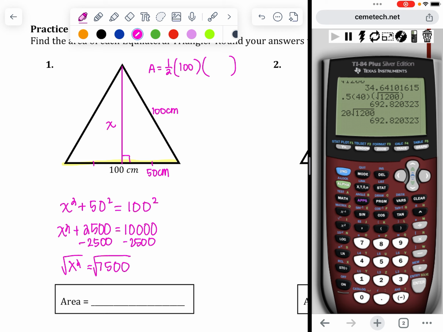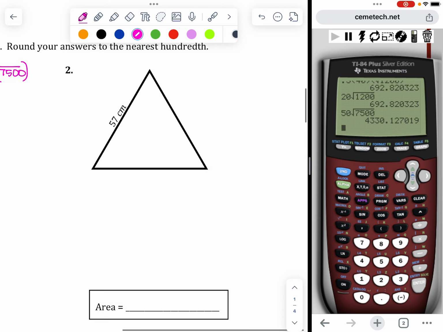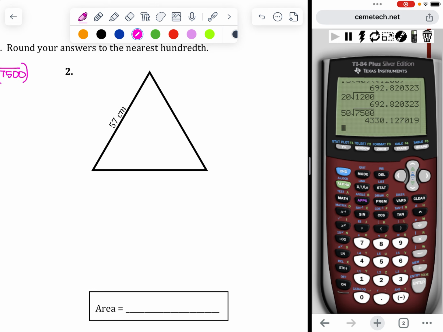Once again, this is not going to give me a nice answer. It's going to give me a decimal answer. So I'm going to put the root 7,500 right here. And then 0.5 or half of 100 is 50. And then square root of 7,500. And I get 4,030.13 centimeters squared. All right, why don't you pause the video and try this last one on your own.